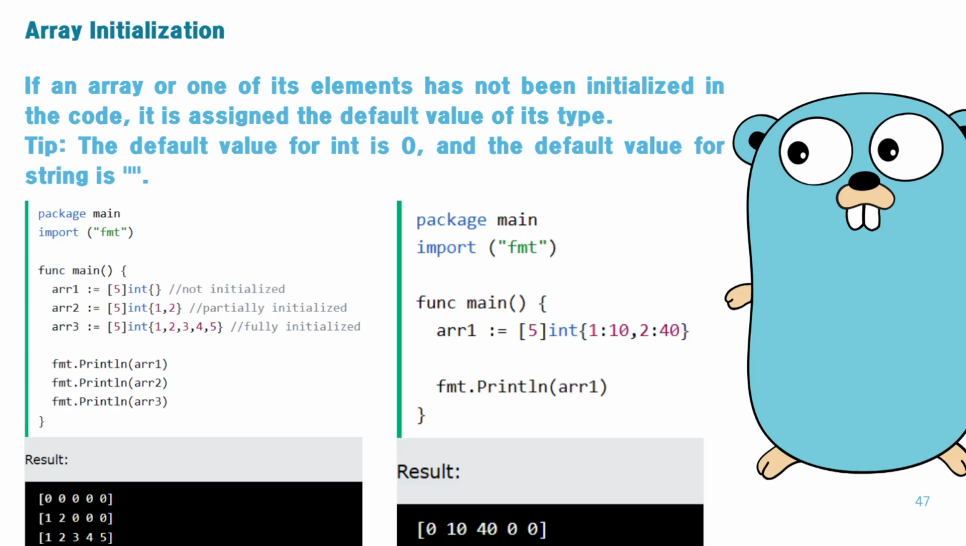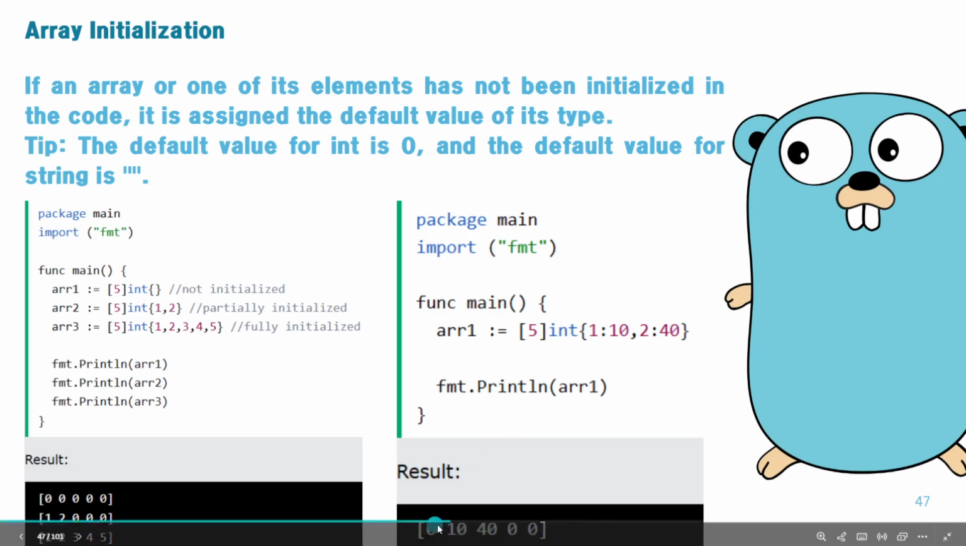Next thing is array initialization. If an array or one of its elements has not been initialized in the code, it is assigned the default value of its type. The default value of int is 0 and the default value of string is basically an empty string. So here, if you can see, the first array is declared with length 5, but it is not initialized, so it has all the default values. The next array is partially initialized and the next array is fully initialized. And in the image on the right-hand side, if we want to initialize an element at a specific index, then we can do that. Here we have initialized index 1, which is the second element of the array, with 10 and the third element of the array with 40, and we can see the result here.